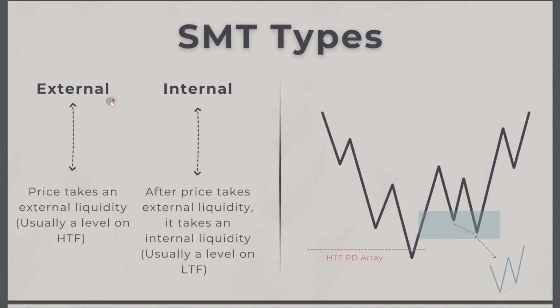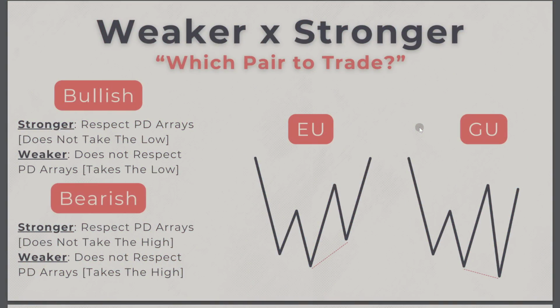So again, understanding external, internal, and the two different types of SMTs can lead you to creating a very high probability model. I could make a video about this, an SMT based model, right? We look at liquidity levels, and we look for two SMTs, external and internal, and we go off from there. A question that you might have: which pair to trade when we have an SMT?